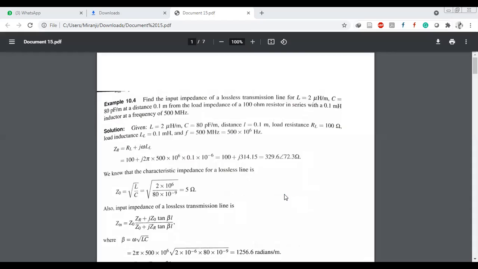In today's class, we will discuss transmission line parameters. Okay, transmission line 2. See here, see this problem.